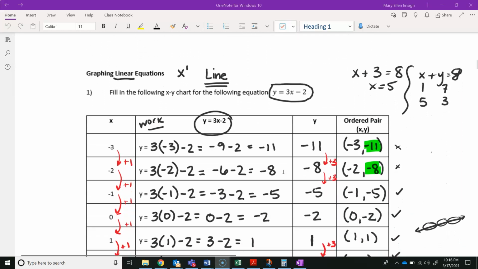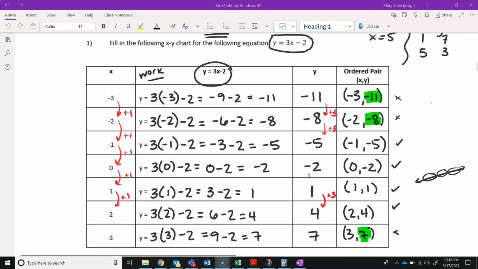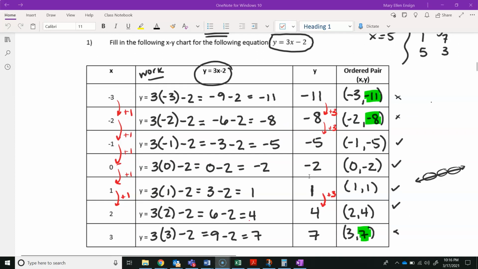So then we talked about linear equations. We know an equation is linear because it has just x to the first power. It makes a straight line. In class, we filled in this chart for the equation y equals 3x minus 2. We take the x value we're given, substitute that in for x, and figure out using order of operations what y would be. That gives us an ordered pair, an x and a y.